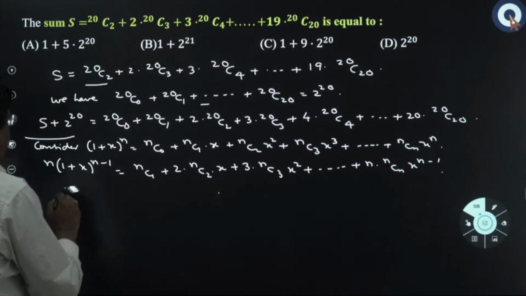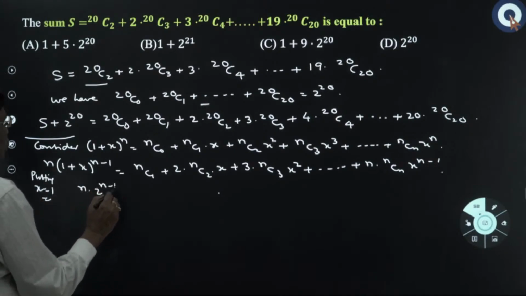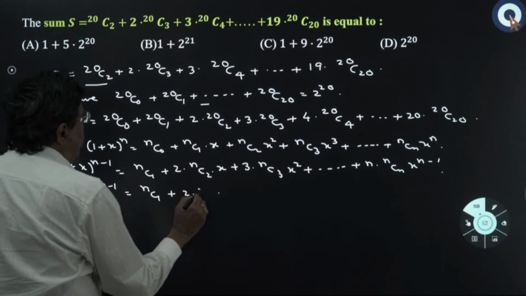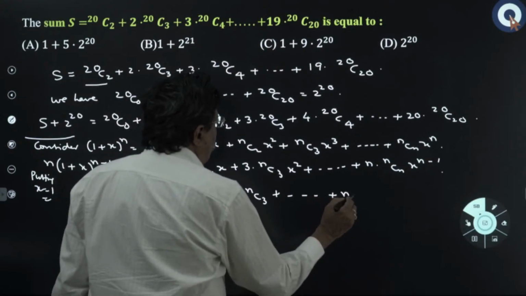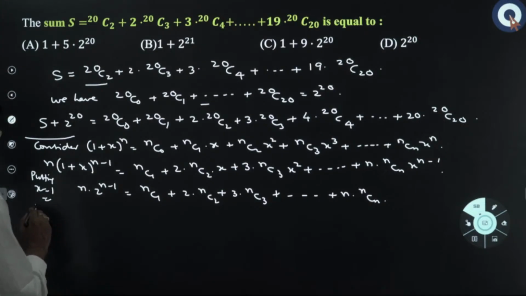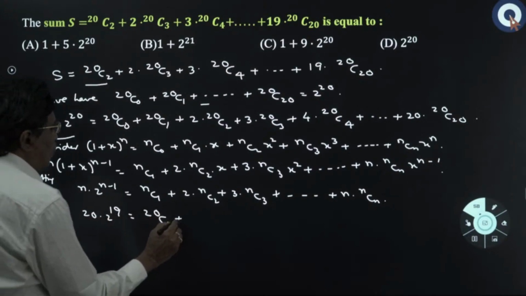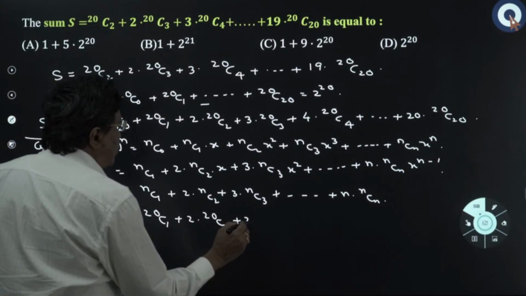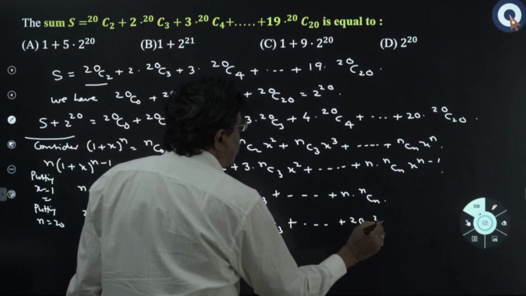Putting x is equal to 1 in this, we are getting n into 2 to the power of n minus 1 is equal to nC1 plus 2 into nC2 plus 3 into nC3 and so on plus n into nCn. Now we put n is equal to 20. If you put n is equal to 20, we get 20 into 2 to the power of 19 is 20C1 plus 2 into 20C2 plus 3 into 20C3 so on plus 20 into 20C20.